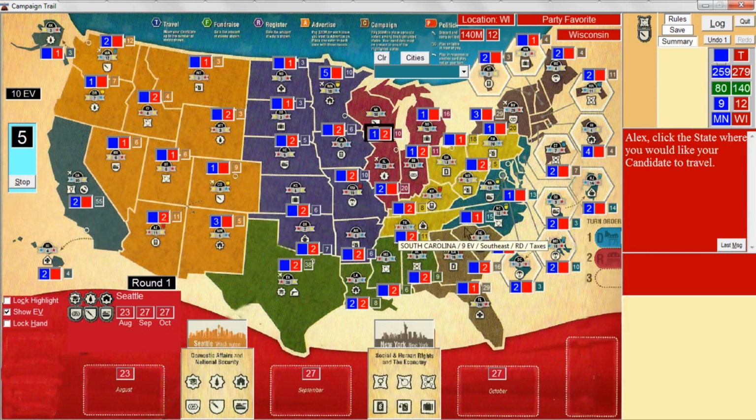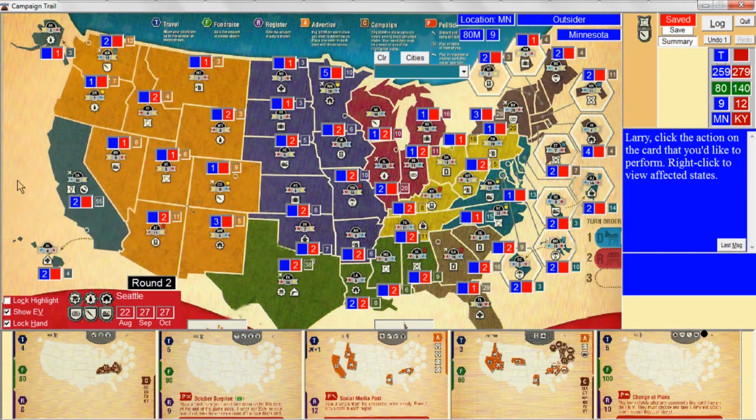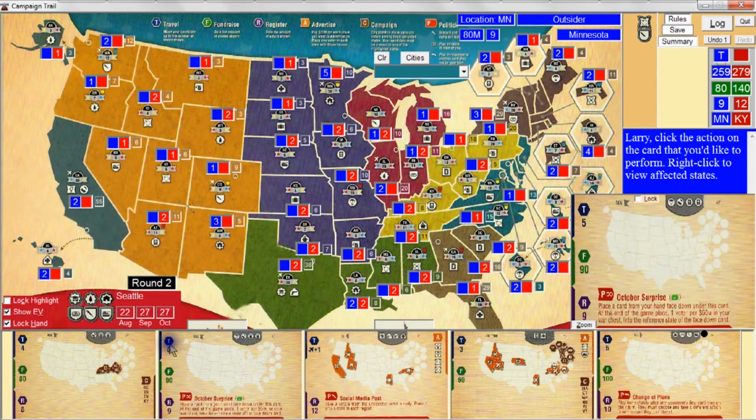So now Alex can travel up to 5 adjacent states away. She is going to go down to Kentucky, which is only 2 states away. So she just traveled, so now she used up 2 of her 5 states, and she's just going to stop in Kentucky, so she's ready to perform that campaign action in the next turn. So she is done, and now it's back to me.